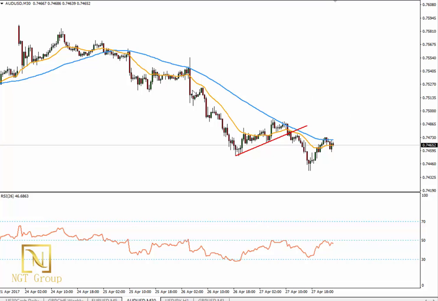As you can see on my chart here, I'm on the Australian versus the US dollar, and this is a 30 minute chart. Looking at this chart, I have an RSI down here, and I also have a 20 and 60 EMA on the chart. Now, it's nothing complicated. This is a very simple and easy to identify trade.